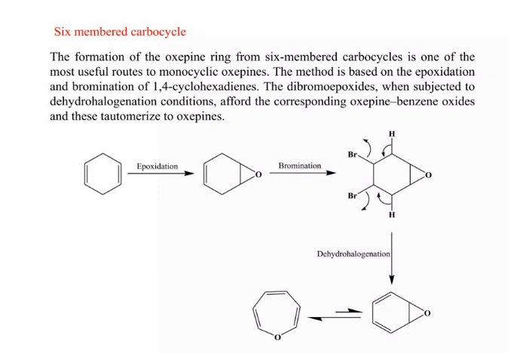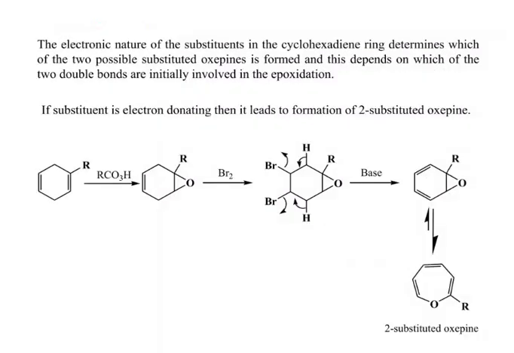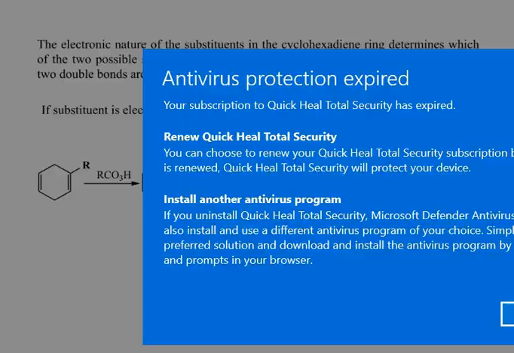So you can see the reaction scheme: epoxidation, bromination, dehydrohalogenation, and formation of oxepine. The electronic structure of substituents in the cyclohexadiene ring determines which of the 2 possible substituted oxepines is found.